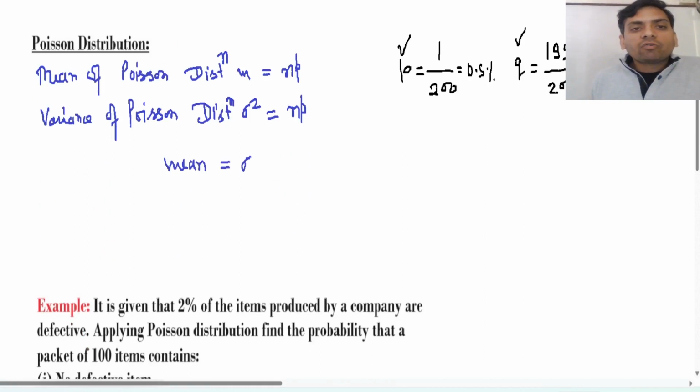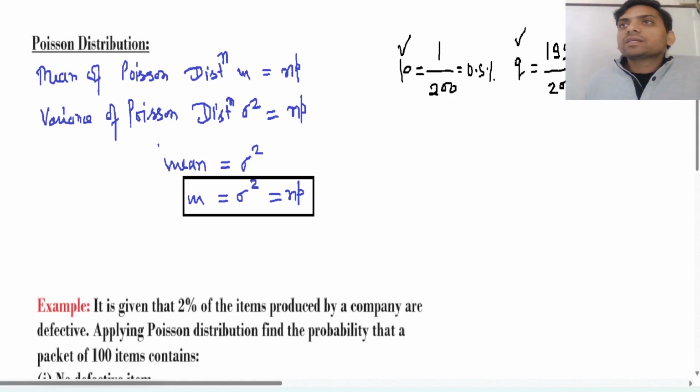So this is the main condition of Poisson distribution: when mean and variance are same. If this is given in the question, if mean and variance are same, this means m equals sigma square equals NP. If mean and variance are same, then we can apply Poisson distribution. This is the main condition for Poisson distribution. Is it clear? Anyone? Any doubt? Confusion? Okay. So this is the important point. Mean and variance are same.